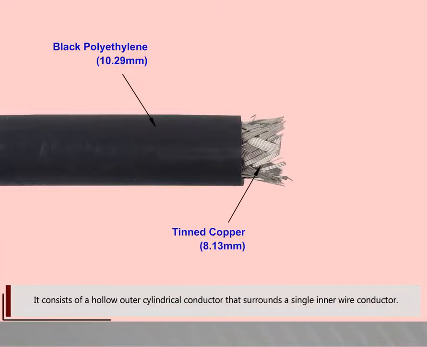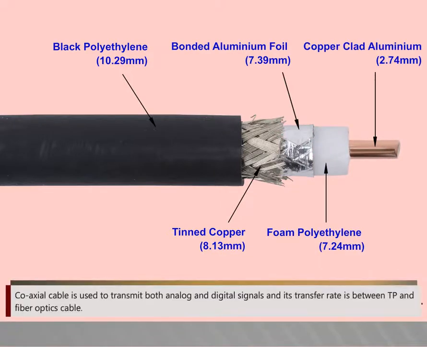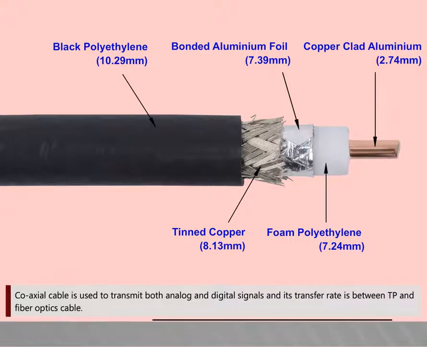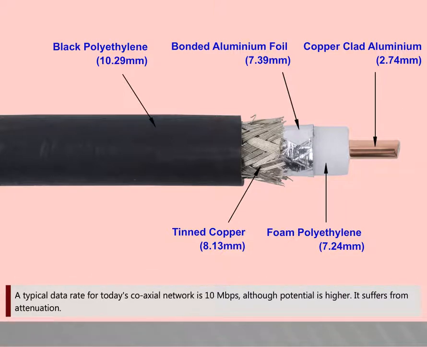It consists of a hollow outer cylindrical conductor that surrounds a single inner wire conductor. Coaxial cable is used to transmit both analog and digital signals, and its transfer rate is between twisted pair and fiber optic cable. A typical data rate for today's coaxial network is 10 Mbps. Although potential is higher, it suffers from attenuation.